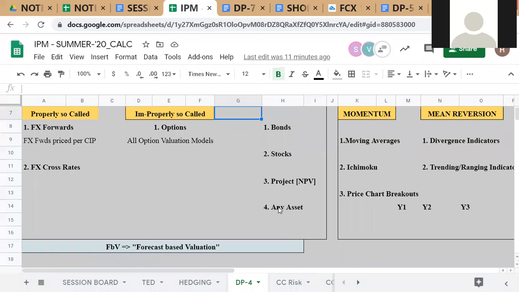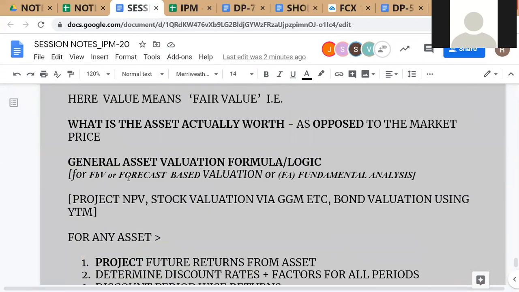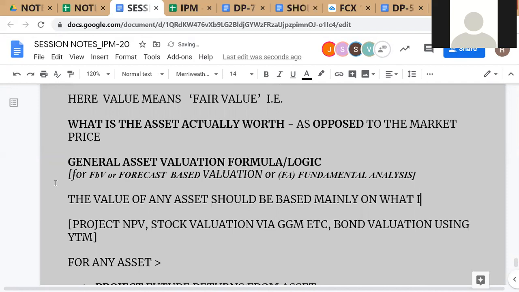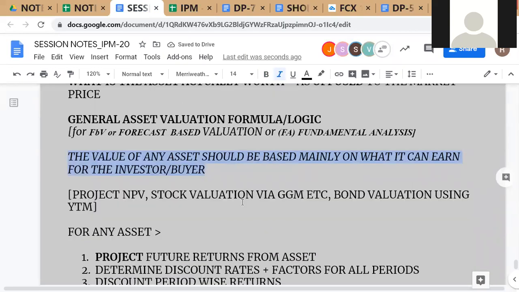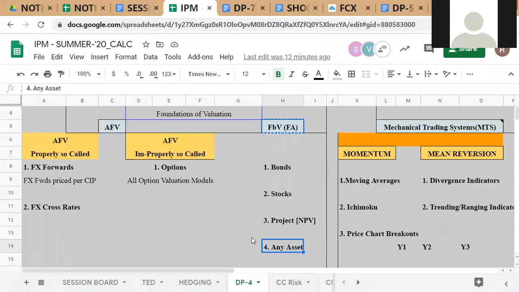Okay, so if I give you a blank problem out of the blue, you can always see if you can fit it into this framework. Can I do this? Can I project the future returns? The value of any asset is basically what it's going to earn. So we can say the value of any asset should be based mainly on what it can earn, for the investor or buyer. That is the basic principle, and that's what you use. So you can apply this framework with any situation, and I gave you the example. That's why I've written any asset over here. It means it can be applied even to things like software licenses or any other kind of asset.